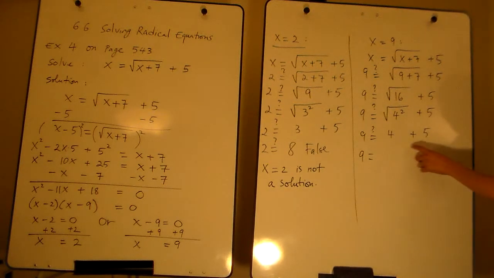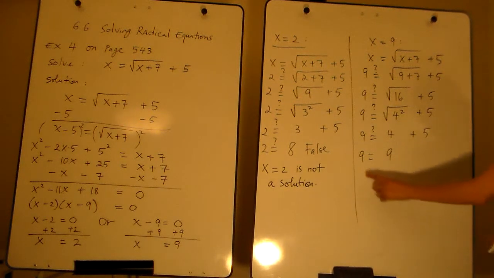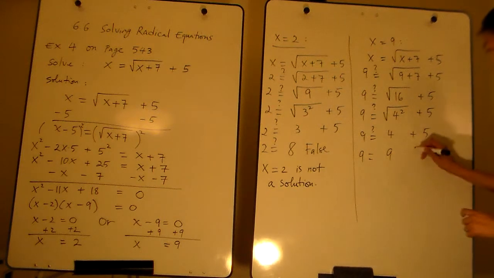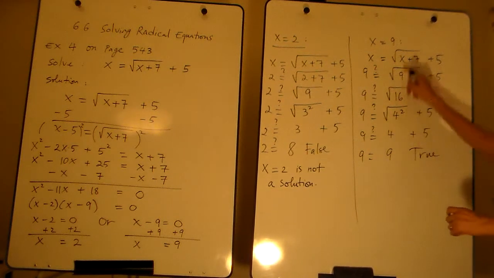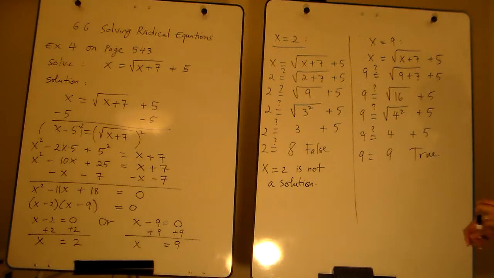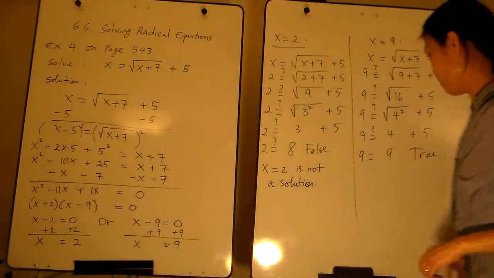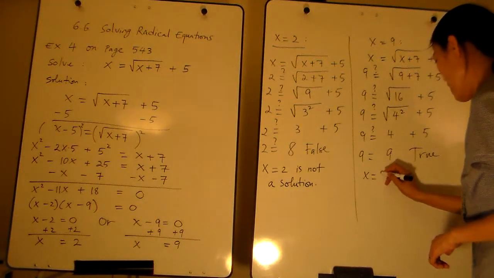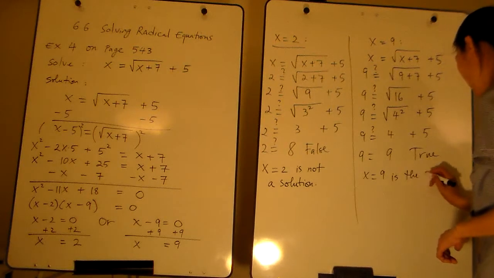9 equal to 4 plus 5 is 9. Again, 9 equal 9, which is true. That means x equal to 9 is the solution to this equation. So x equal 9 is the solution.